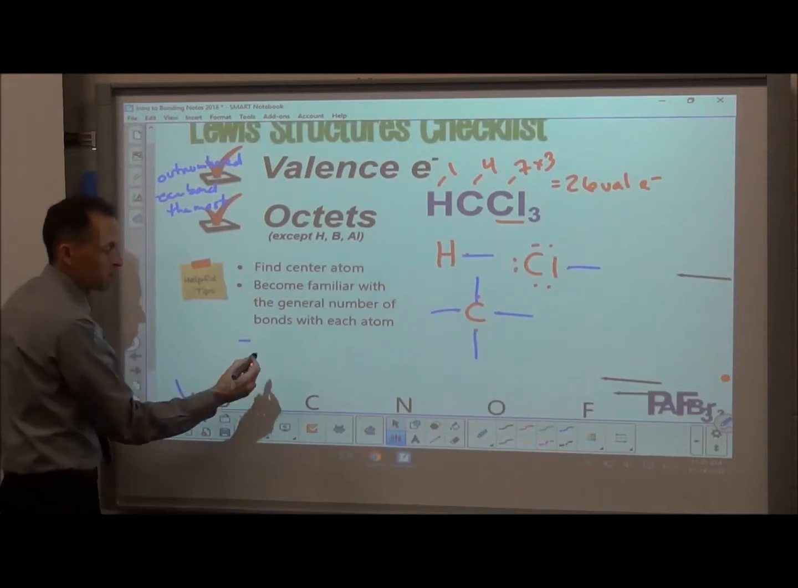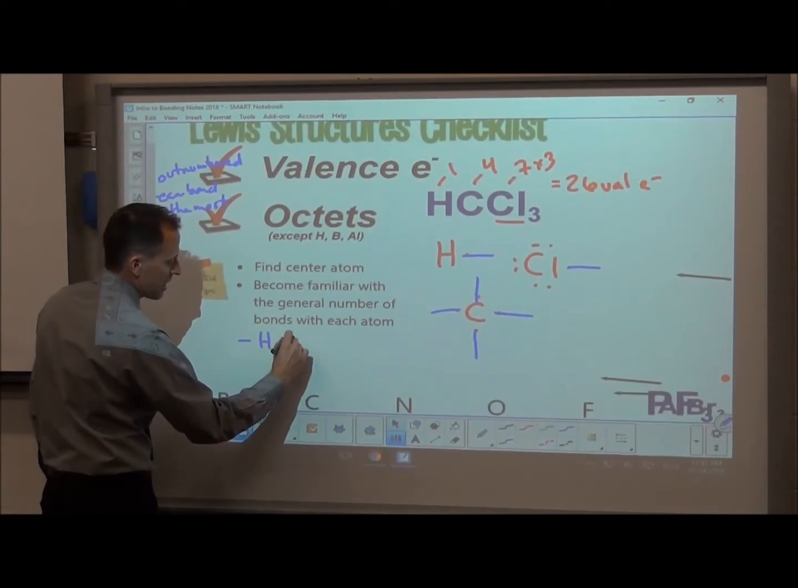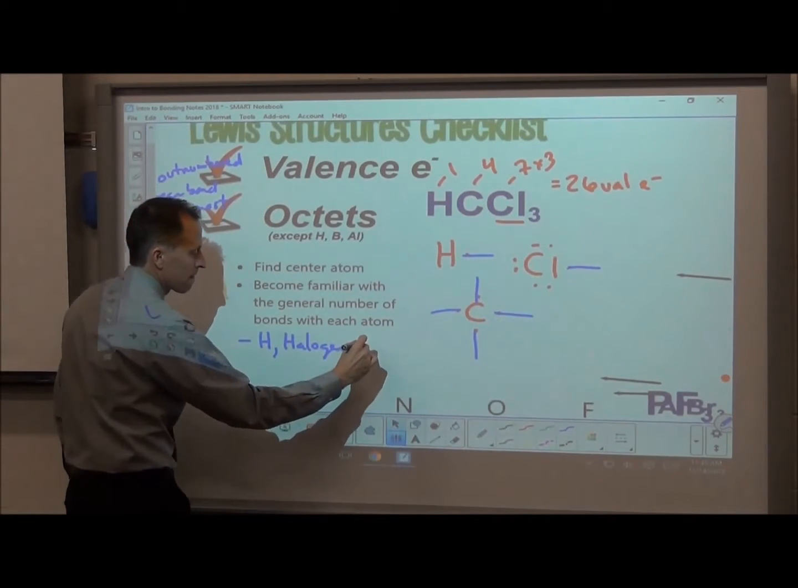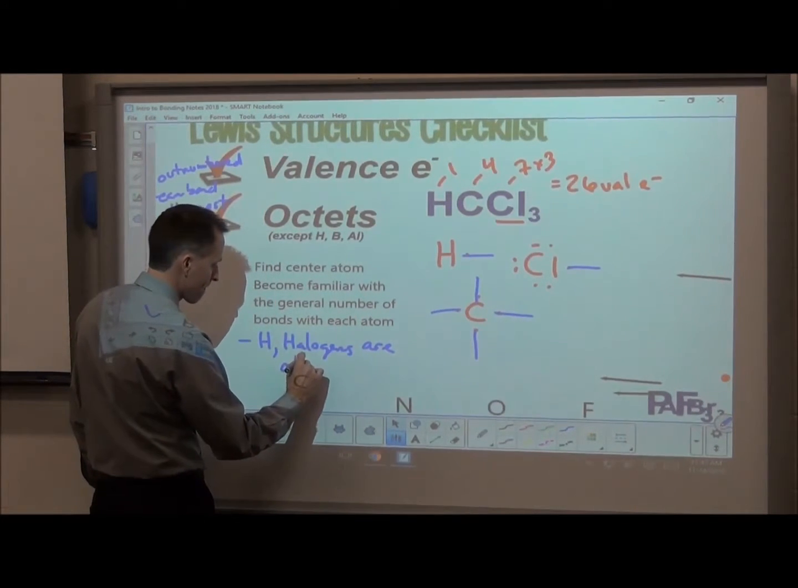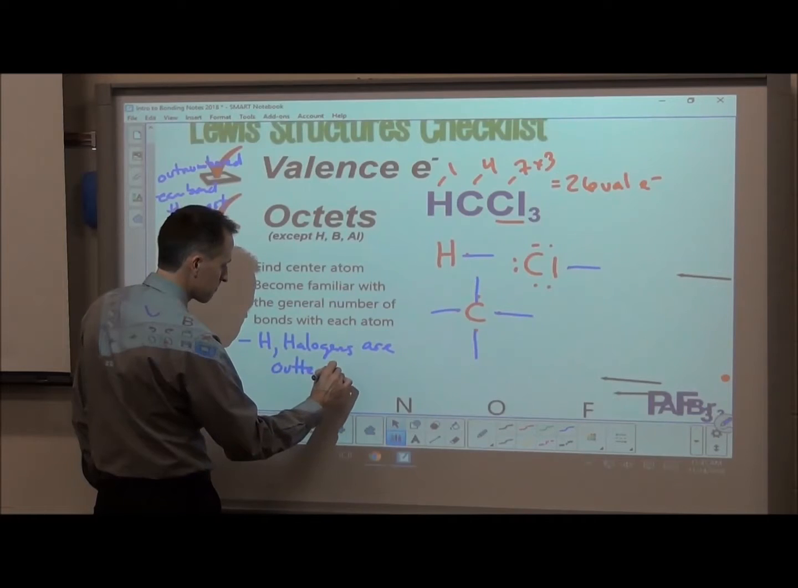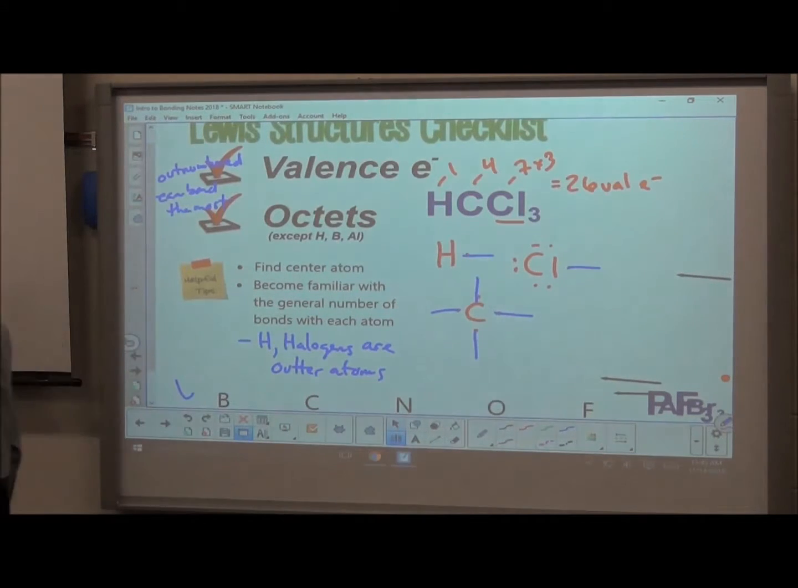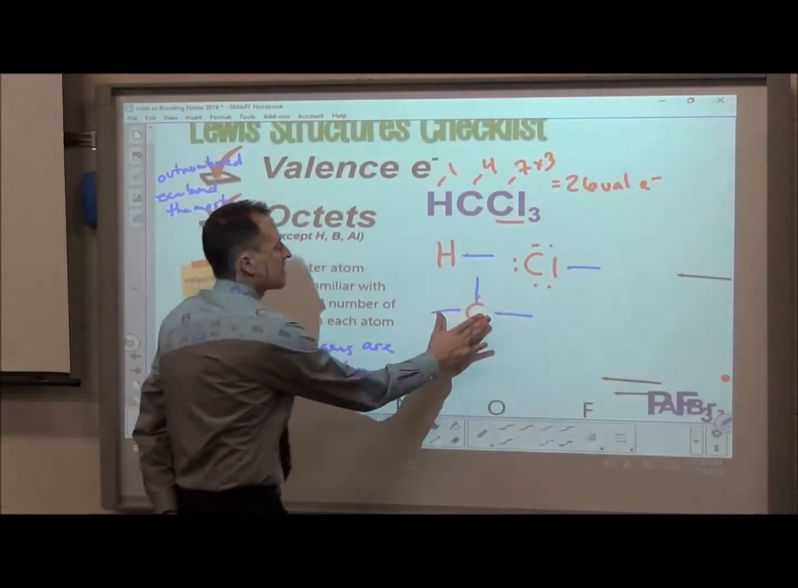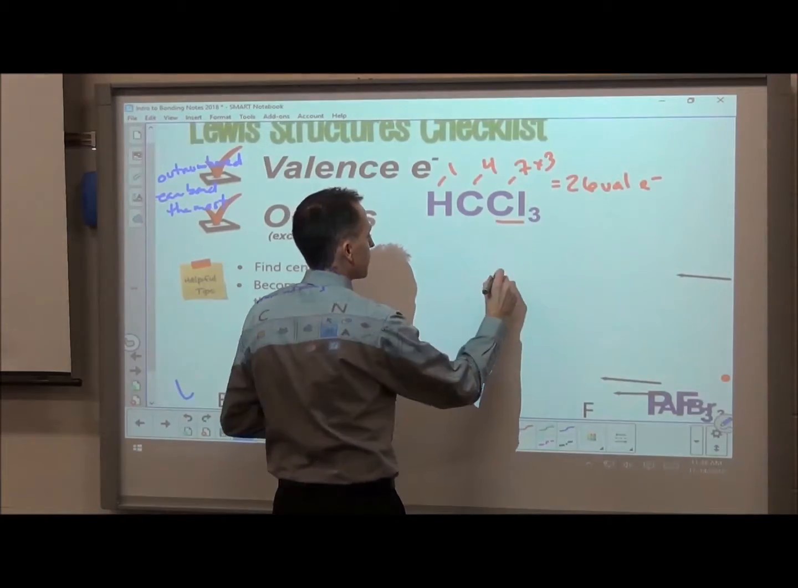So my last little tip is that H's and halogens, this is not an absolute, but 9 times out of 10, for surely H. Sometimes halogens are a center atom, but more or less, H's and halogens are outer atoms. I'm going to put carbon in the middle.